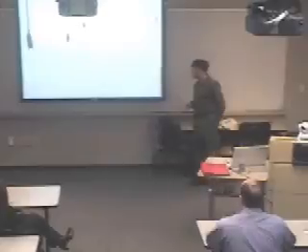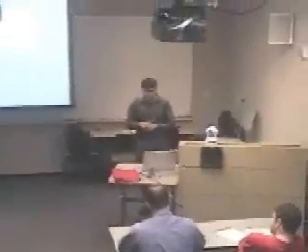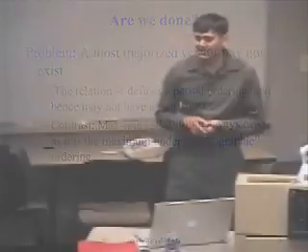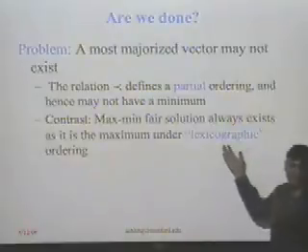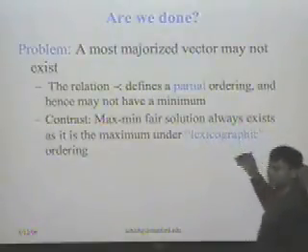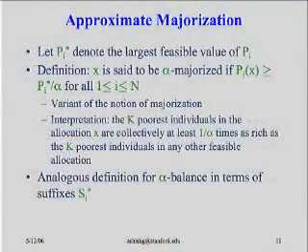So the implication is that a most majorized vector simultaneously maximizes all symmetric concave functions, but we are still in the land of hopes and dreams because this thing is not going to exist. A most majorized vector may not exist, and the majorization relation defines a partial ordering and hence may not have a minimum. Just to contrast, if you have a specific utility function, then of course the thing will be defined. A max-fair solution always exists because it's the maximum under some lexicographic ordering, and if you want to maximize the min, it always exists and so on.